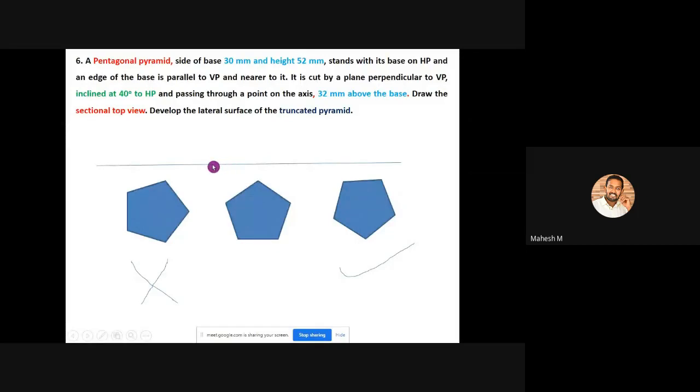The rectangular plane is far away from VP. So nearer to VP, far away from VP. So there were two conditions. Nearer to VP, in the diagram you have used this, because this one is the rectangular plane or else the edge of a base. Okay, so if you draw it this way, it is nearer to VP. So if you draw this diagram, it is far away from VP.